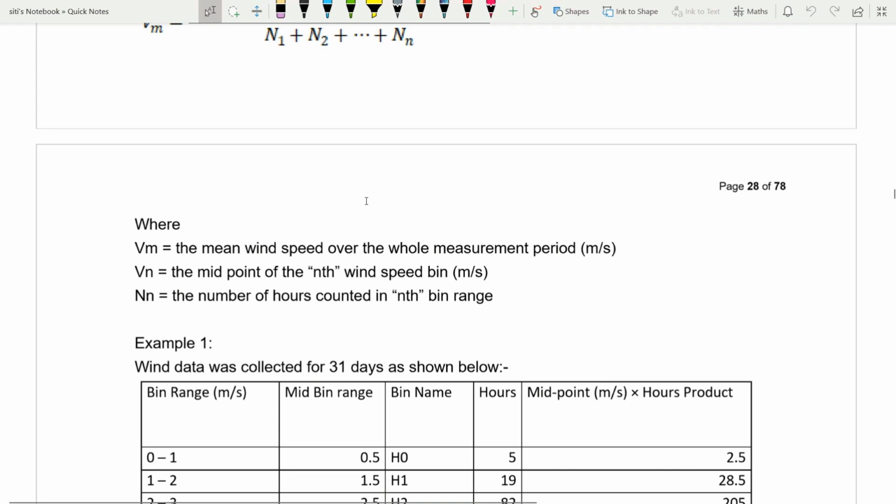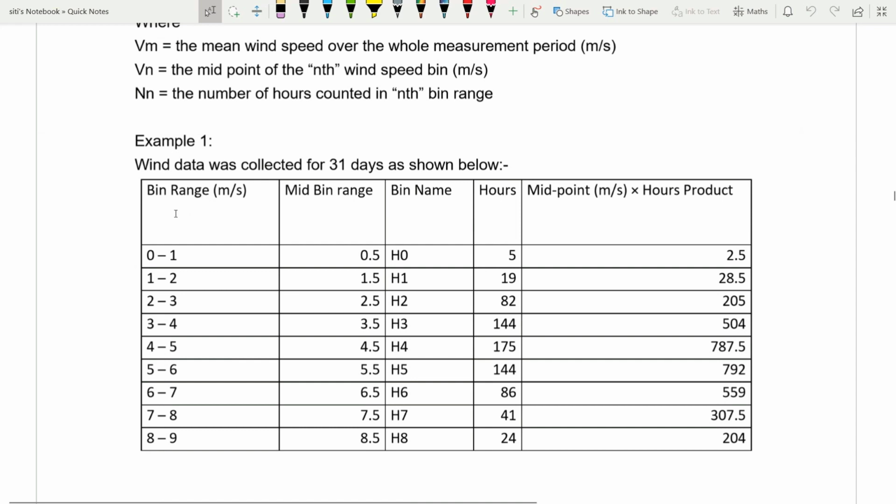Example number 1. Wind data was collected for 31 days as shown below. This is the bin range in meters per second, between 0 to 1. The mid-bin range is the average of 0 to 1, so the average is 0.5. For 1 to 2, the average is 1.5. For 2 to 3, the mid-bin range will be 2.5. For 3 to 4, 3.5. So it becomes the middle one.